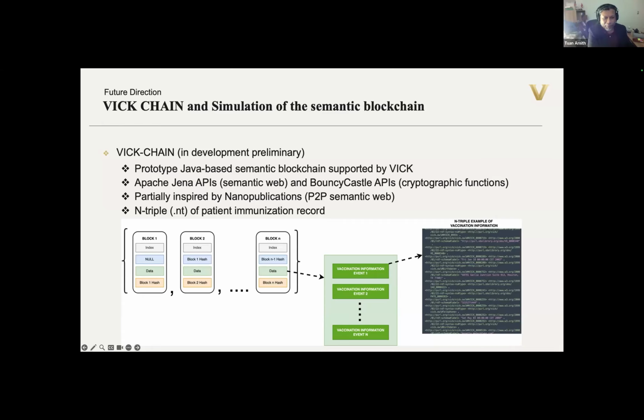Initially, we were inspired by Nanopublication, which is kind of a peer-to-peer semantic web network. Initially we thought about encoding each triple within the blocks, but it eventually evolved to the point where we just wanted to encode the vaccination information events and use that to hash in each block and then link the blocks together. On the right side, you see an example of an N-Triples example of a vaccination event that was hashed and used within our prototype semantic chain.